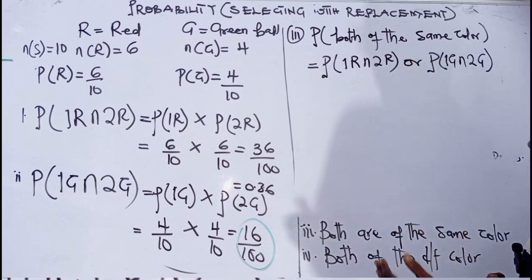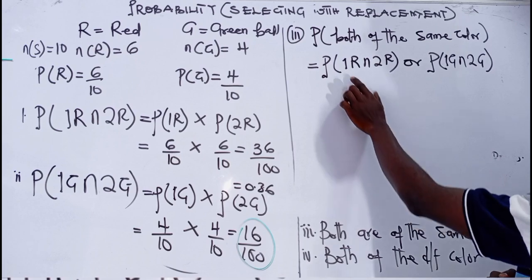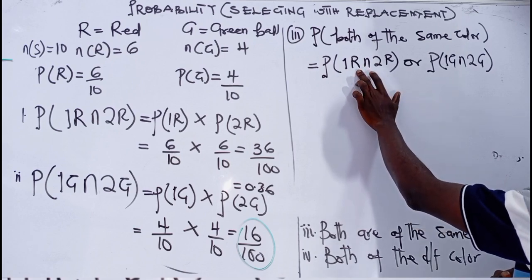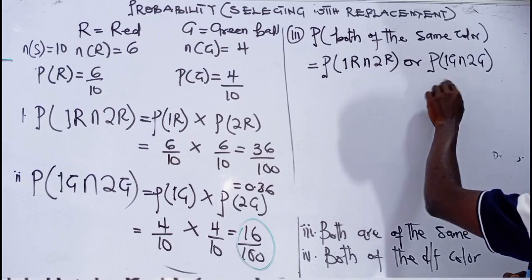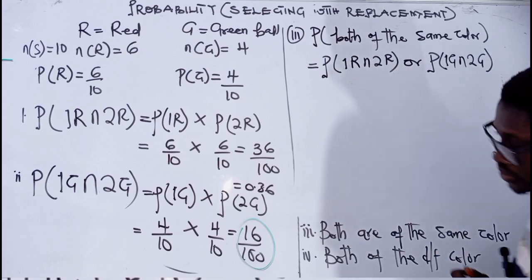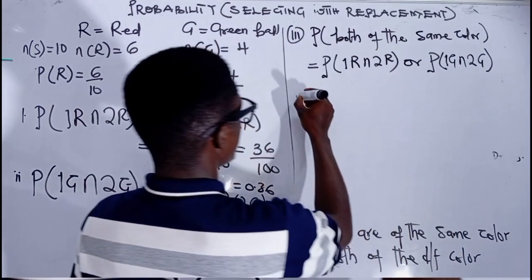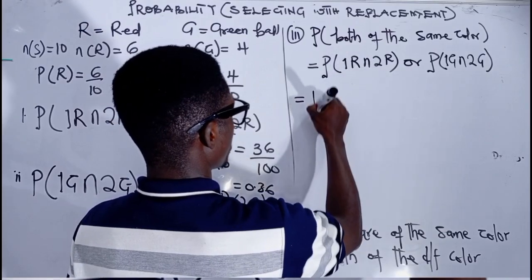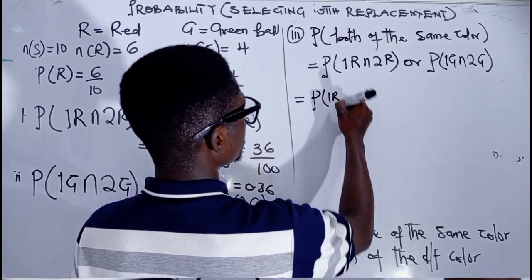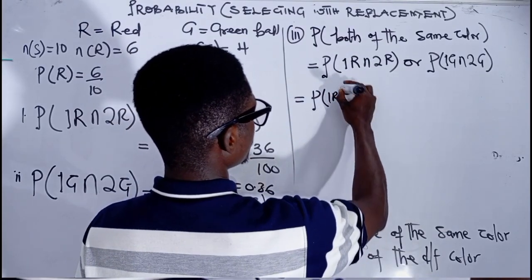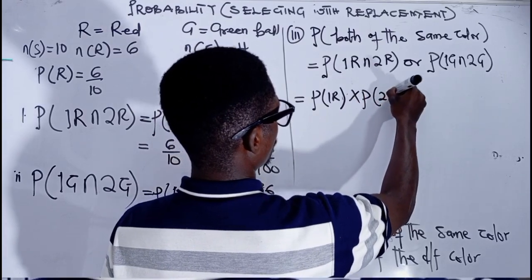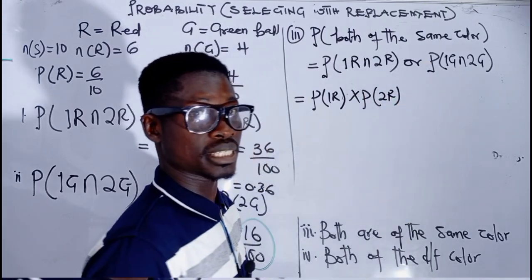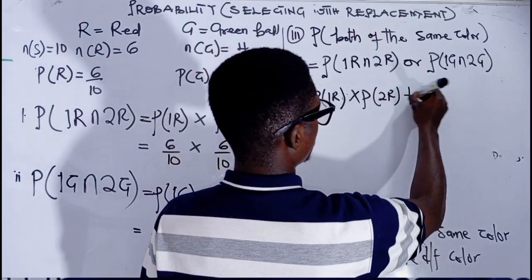And this is giving us both of them being the same color. Since we are having two colors, this is what we are going to have. The first is giving us red and the second is giving us red, and this is giving us the same color. Or we can have green and then green. So we can write it as the probability that the first is red multiplied by the probability that the second is also red. Now "or" in probability means addition, so we have plus.